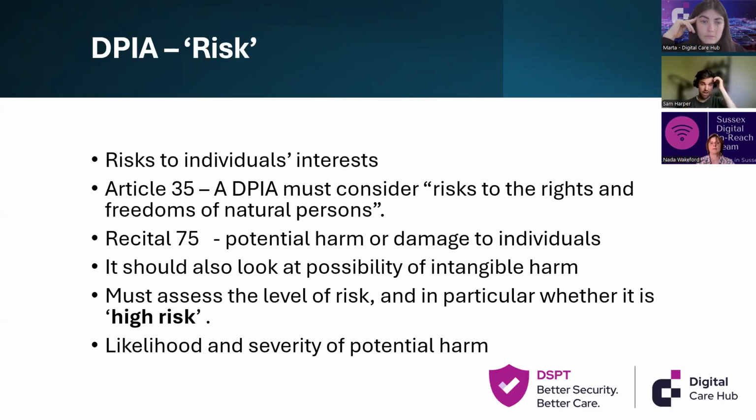Recital 75 also says potential harm or damage to individuals. So if there is the possibility of potential harm or damage, that's something we need to look at. And we should also be looking at the possibility of intangible harm.